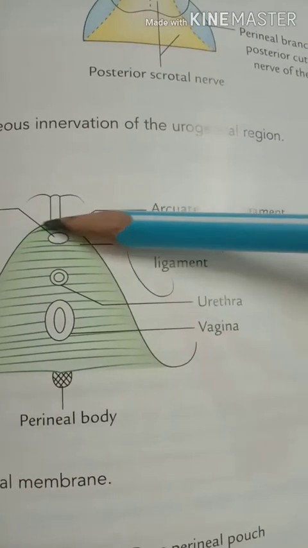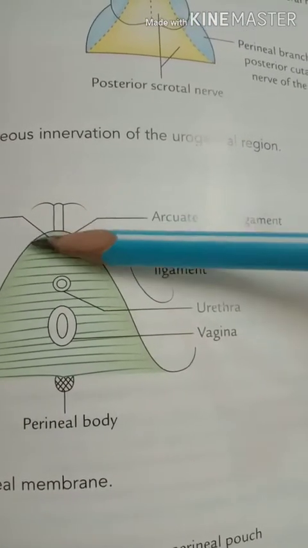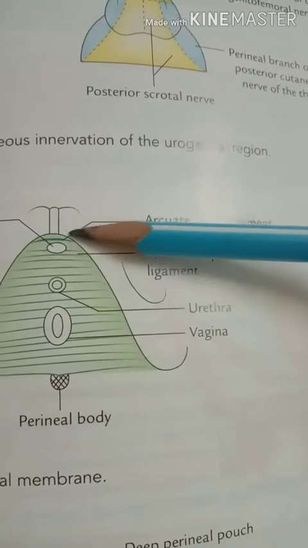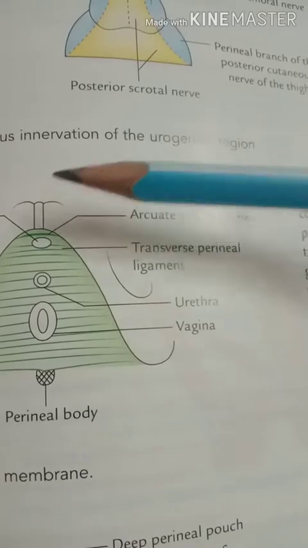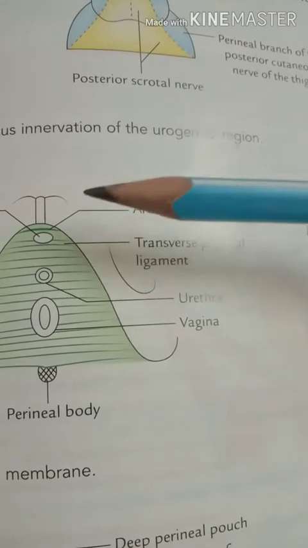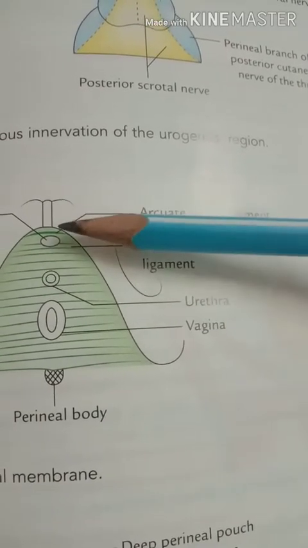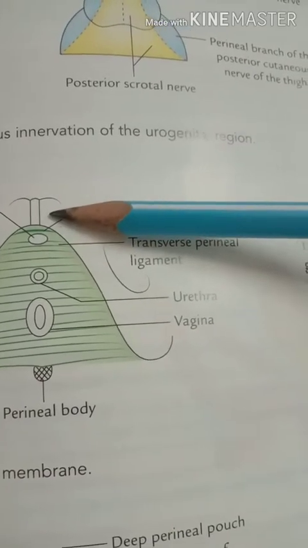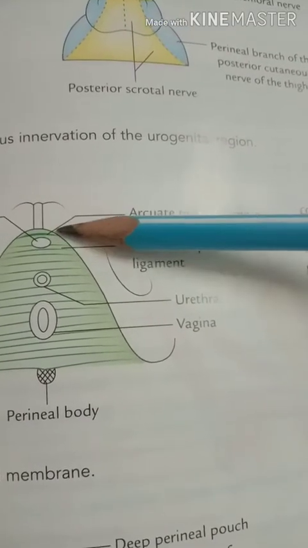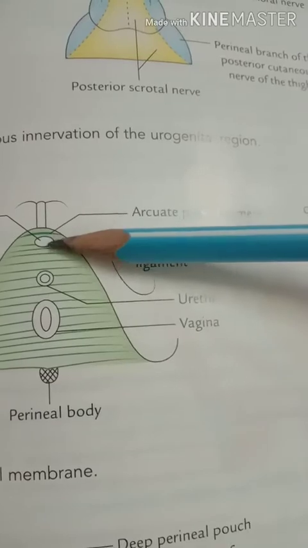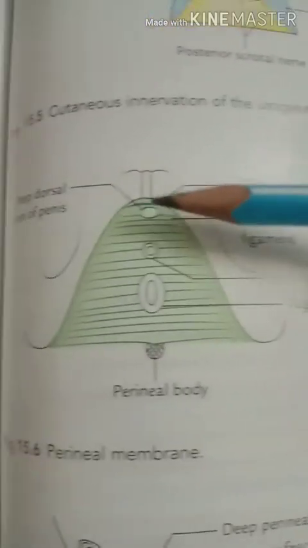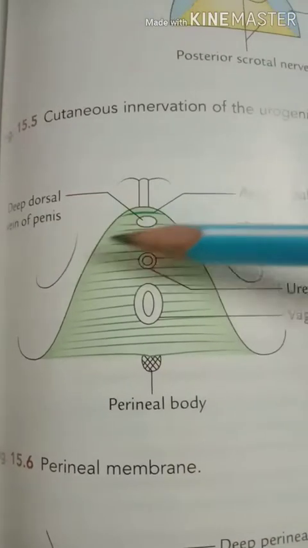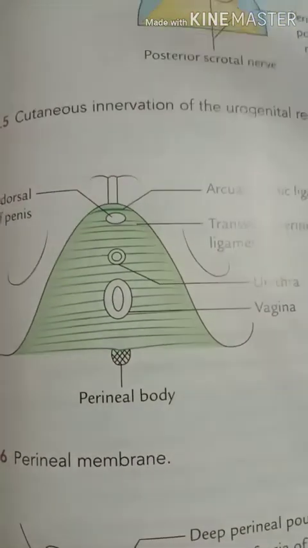Here the two ischiopubic rami are present, and between them the transverse margin is formed, called the transverse perineal ligament. A small gap is present between that ligament and the arcuate pubic ligament, and through it passes the deep dorsal vein of the penis. Here you can see the deep dorsal vein of the penis.